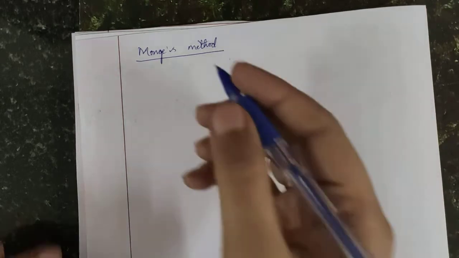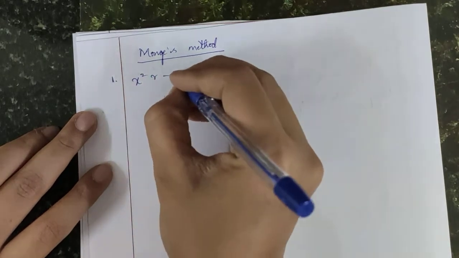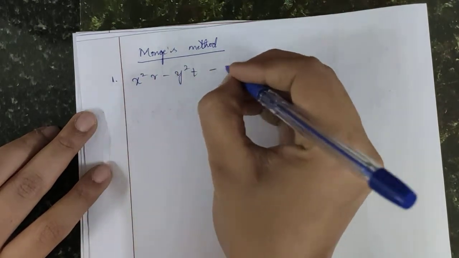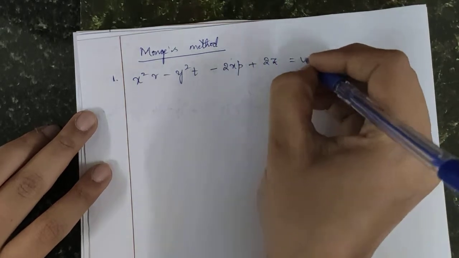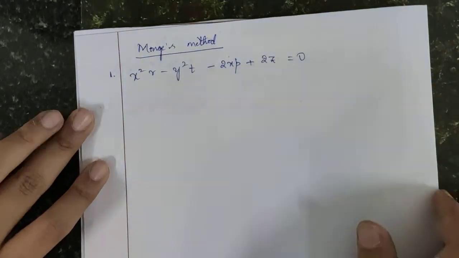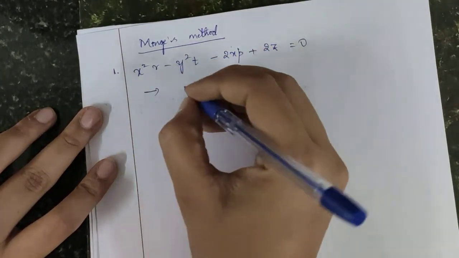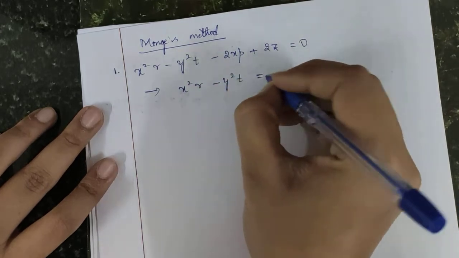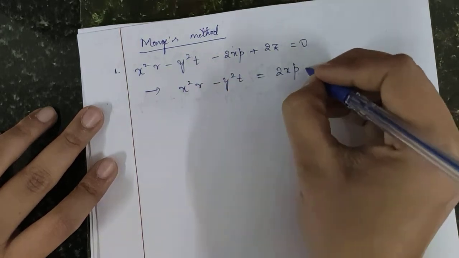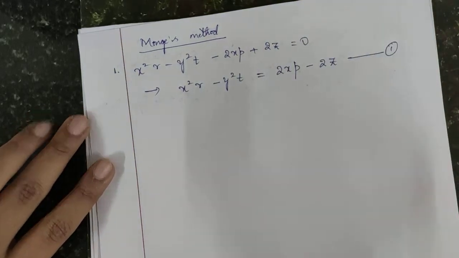previous problems. Okay, so the problem is x² r − y² t − 2xp + 2z = 0. This is the given equation. Okay, so I can rewrite this equation as x² r − y² t = 2xp − 2z. We'll call this my equation number 1.